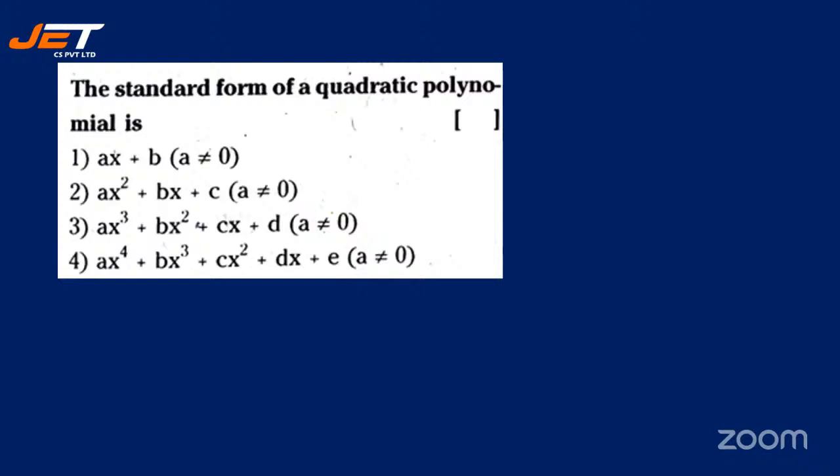The standard form of a quadratic polynomial is dash. So always it is ax squared plus bx plus c. Of course, here a should not be equal to 0. Otherwise it doesn't form a quadratic polynomial at all, because you only have bx plus c. So the correct answer is option 2, ax squared plus bx plus c.